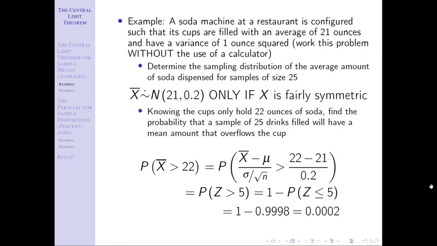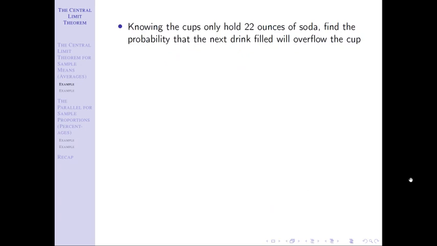And now your next example, I want you to notice how the question is very, very similar, but you're going to get a different answer because when we take a word or two out, it changes the complete meaning of everything. Notice that the next question, while looking similar, doesn't say find the probability that the average drink overflows in a sample of size 25. It says what's the probability that one drink overflows?